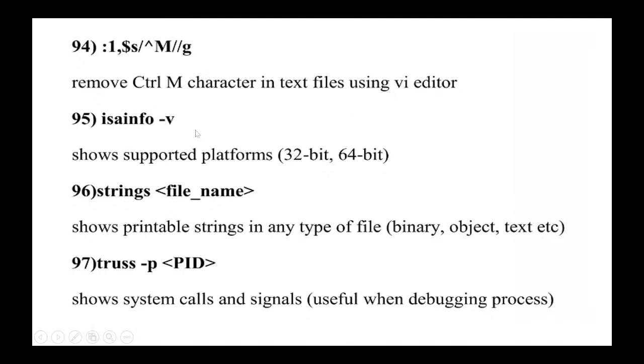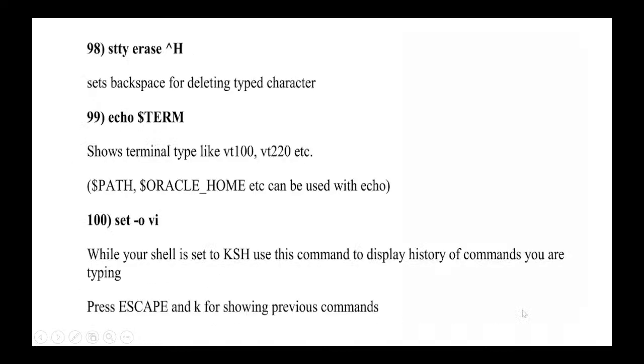isainfo -v shows supported platforms for 32-bit and 64-bit. strings filename shows printable strings in any type of file, that is binary, object, text, etc. truss -p PID shows system calls and signals, useful when debugging a process. So 98th one is stty erase ^H, which sets backspace for deleting typed characters. Then echo $TERM shows the terminal type like VT100 and VT220, etc. So $PATH, $ORACLE_HOME, etc. can be used with echo.